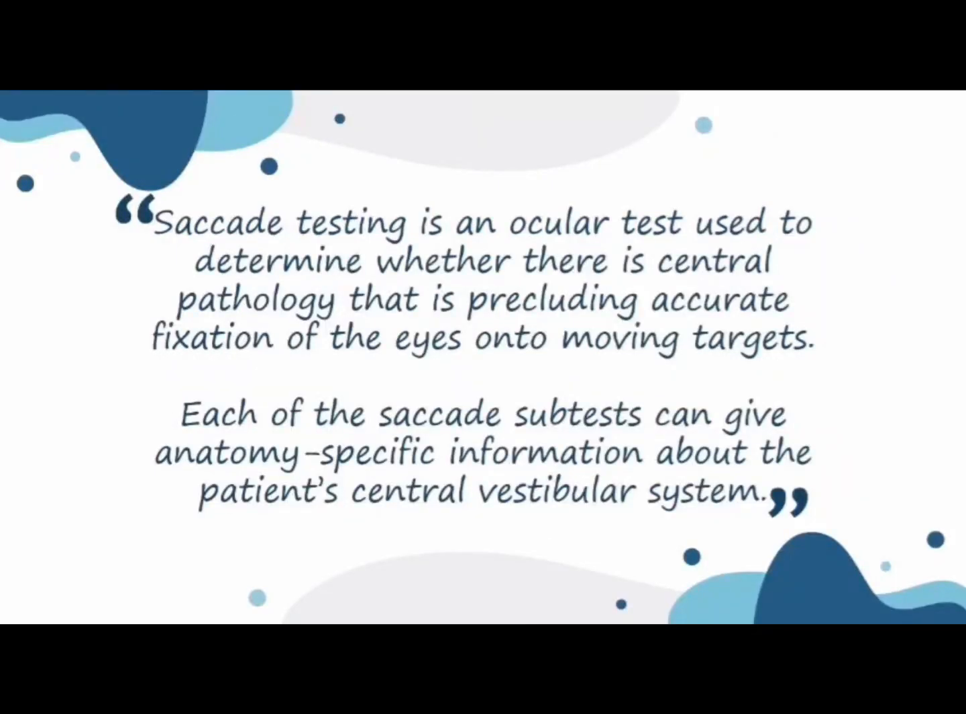Saccade testing is an ocular test used to determine whether there is central pathology that is precluding accurate fixation of the eyes onto moving targets. Each of the saccadic subtests can give anatomy-specific information about the patient's central vestibular system.